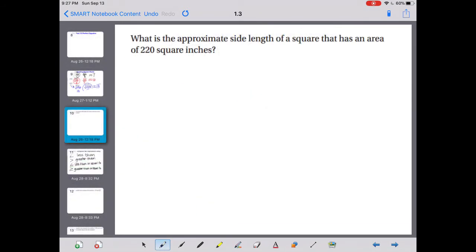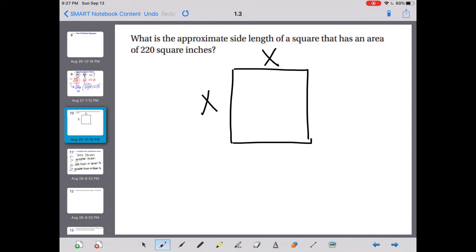What is the approximate side length of a square that has an area of 220 square inches? In order to figure this one out, we have to remember how you find the area of a square. If you remember that a square has the same distance on all four sides, and to find the area, I would multiply those two sides together. If both sides are the same, then that would be the same as finding the square root. Okay, so we're really looking for the square root of 220 inches.